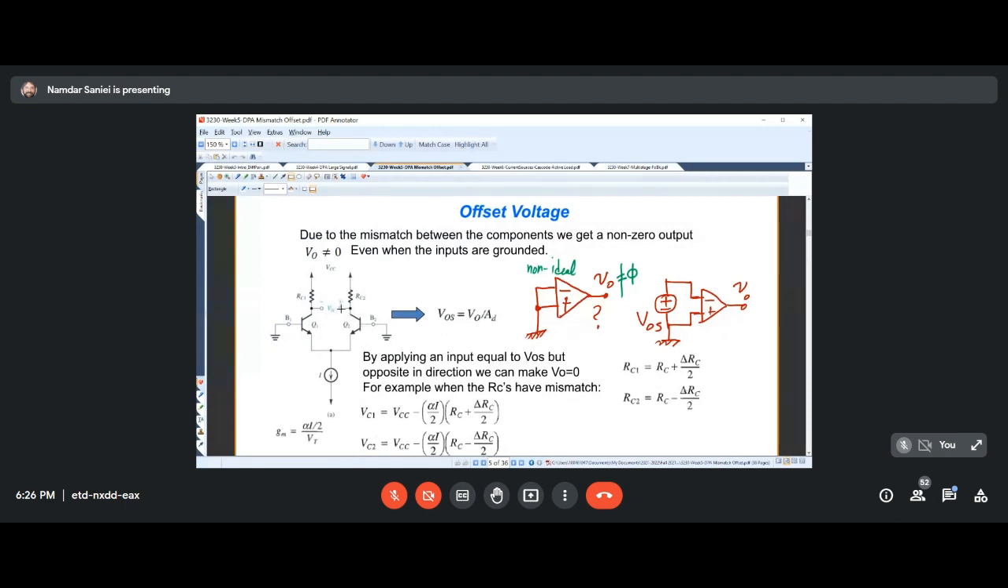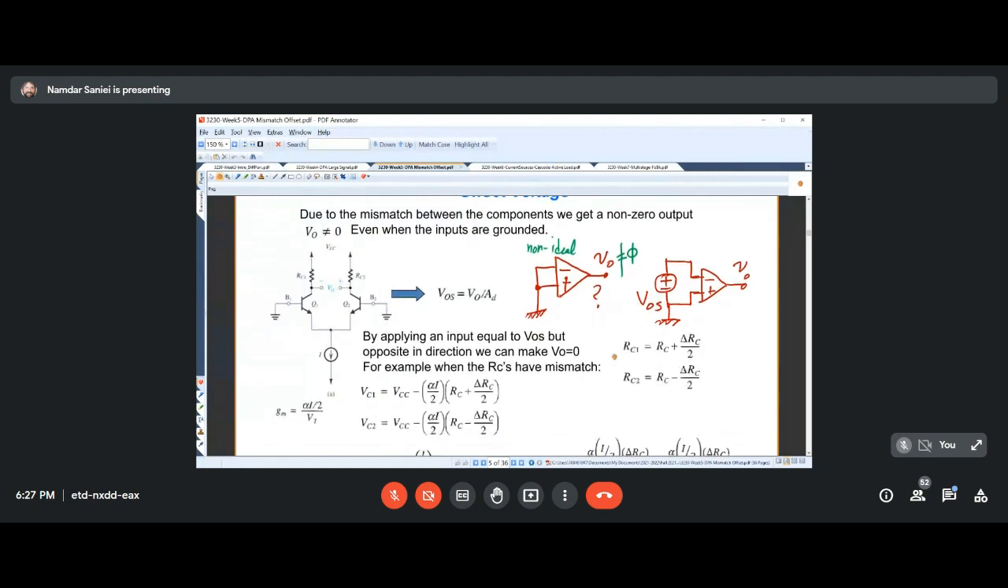We said, okay, if there is mismatch between the two sides, when we place the two inputs to ground, we should get zero output, but we are not going to get zero output. So we end up with a non-zero output, which we can translate back into the input as a voltage source, which we called offset. So, offset input voltage source, which was due to non-idealities, mismatches between the two sides of this structure.